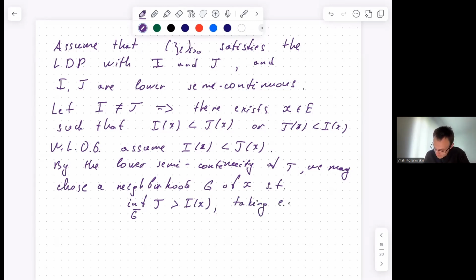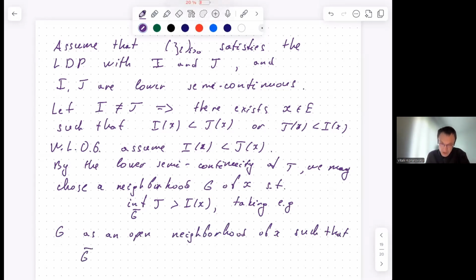Taking, for instance, the open set G as an open neighborhood of x such that G closure is a subset of the level set of Y, j of y larger or equal than I of x plus j of x minus I of x divided by 2.